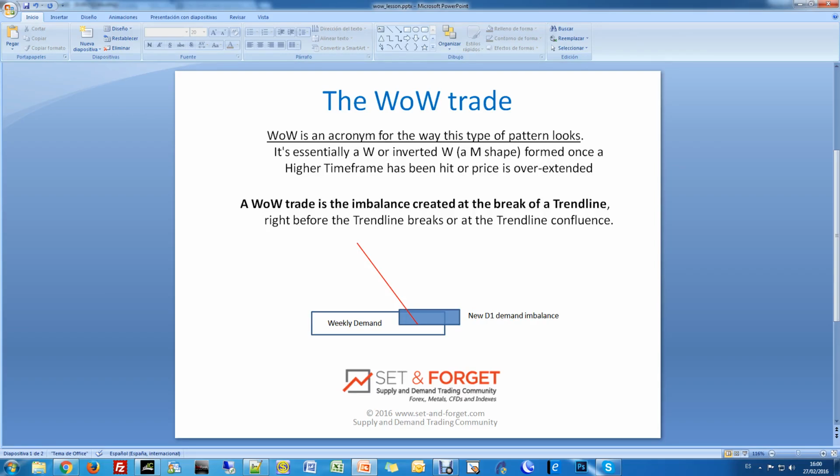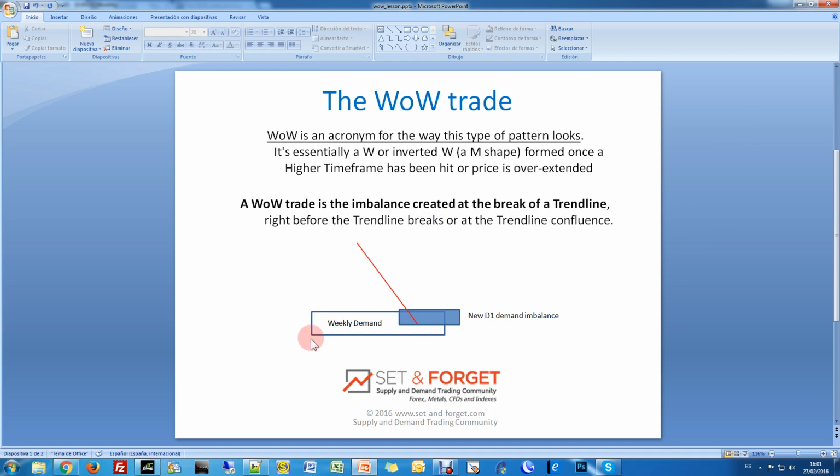This short video will deal with the WoW trade. The WoW trade is an acronym for the way this type of pattern looks. It's essentially a W or inverted W, an M shape, formed once a higher time frame has been hit or price is overextended. A WoW trade is the imbalance created at the break of the trend line, right before the trend line break, or at the trend line confluence.